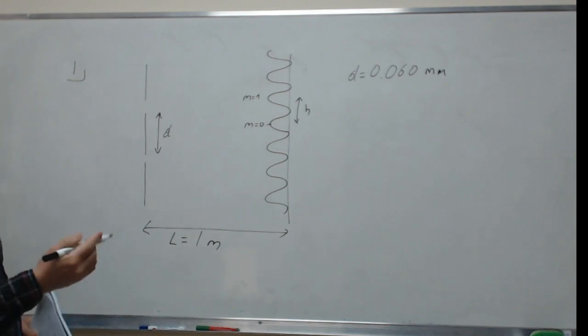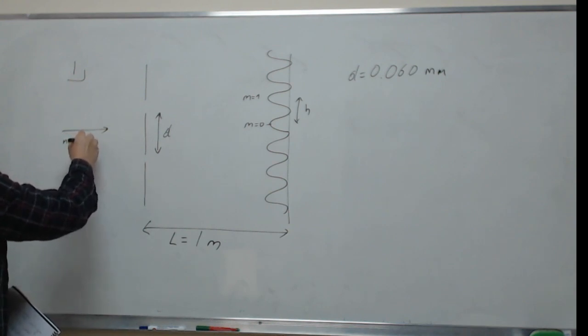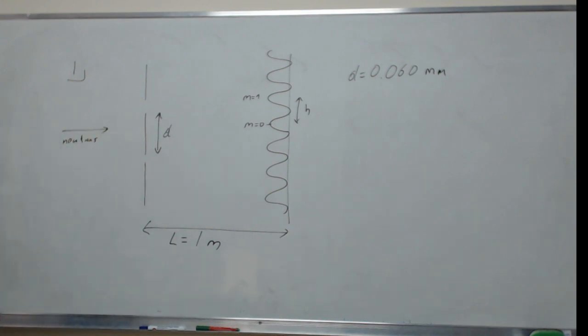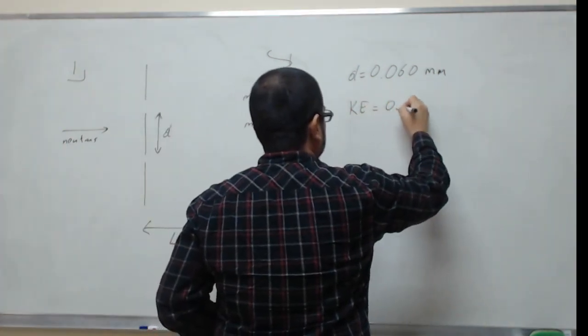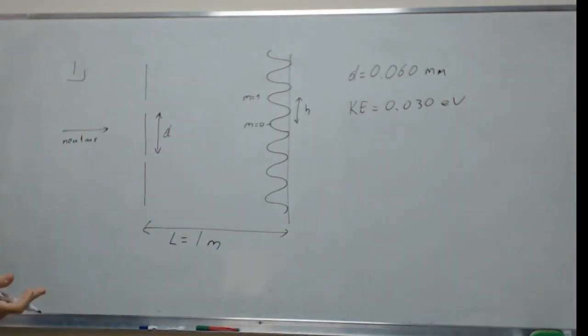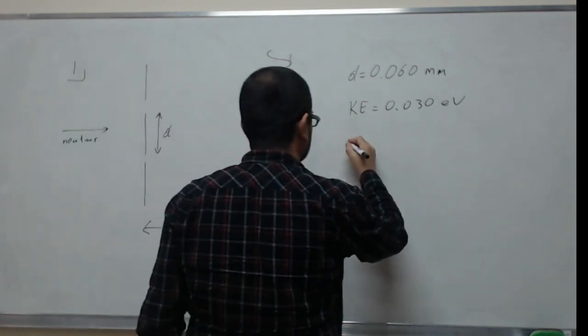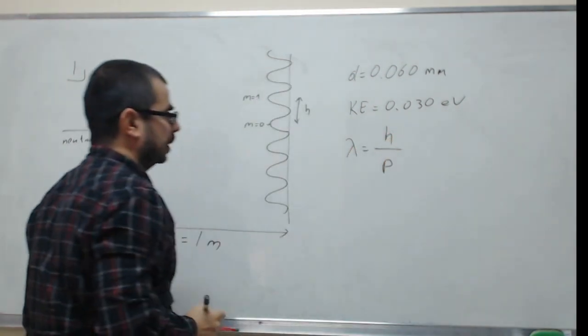However, in this case, we don't have light coming in, but instead neutrons. Right? And these neutrons have some energy. They are told that the energy of these neutrons is 0.030. So the kinetic energy is 0.030 electron volts. Right? Now, this kinetic energy corresponds to some momentum, and that momentum is going to correspond to some wavelength. So the relationship between the wavelength and the momentum is just the de Broglie relation. So h divided by p gives the wavelength.